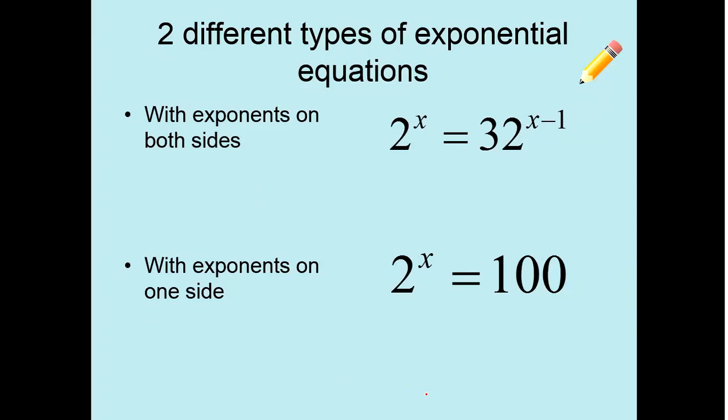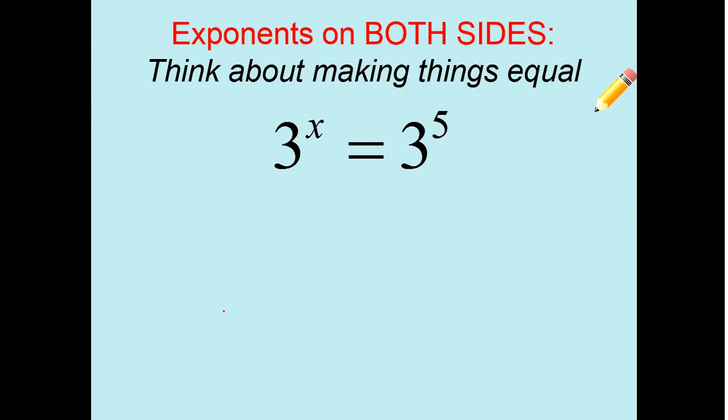So we're going to look at exponentials first. There are two kinds that you might see: one with exponents on both sides, and then one with an exponent just on one side. We'll look at both kinds of examples while you're working on it today. Okay? So, exponents on both sides. What you're going to need to do is think about making both sides equal. And in that regard, you're going to basically want to make it so your bases are equal.